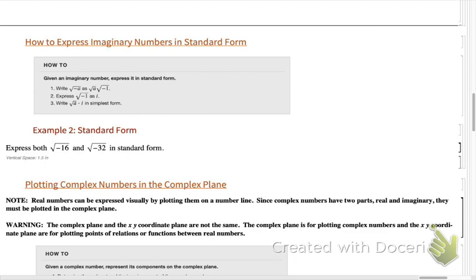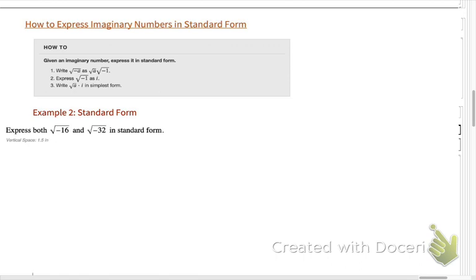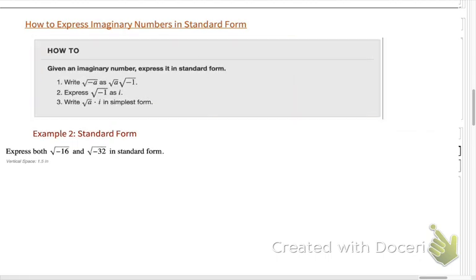Okay, so now we're going to talk about writing square roots of negative numbers in what's called their standard form. So at the top we have this how-to. Say I want to rewrite the square root of minus a. Step 1 is to begin by writing it as the square root of a times the square root of negative 1. And we know that the square root of negative 1 equals i. So step 2 is to rewrite or express the square root of negative 1 as i. And then step 3 is just to simplify by writing the square root of a times i in as simple a form as possible. So we'll do a couple examples here.